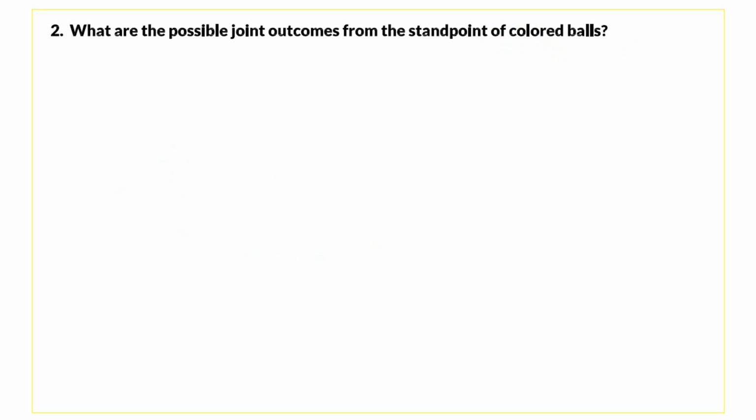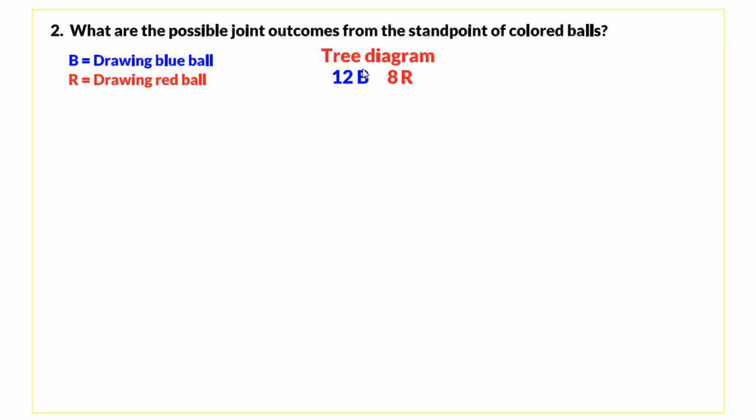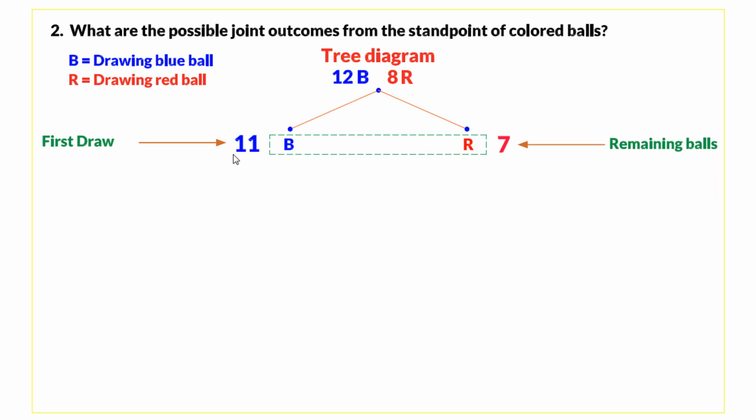Question number 2. What are the possible joint outcomes from the standpoint of colored balls? So let B represent drawing a blue ball and R represent drawing a red ball. We will use a tree diagram starting with 12 blue and 8 red. So in the first draw we may get blue or red and the remaining balls will be 11 blue and 7 red. And we have to emphasize here that we are drawing without replacement, and that's why we can use the combination formula which assumes no replacement.